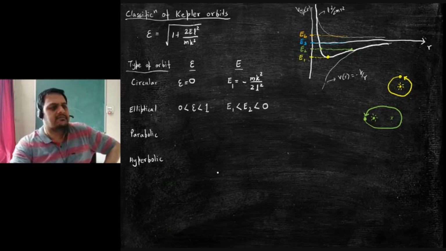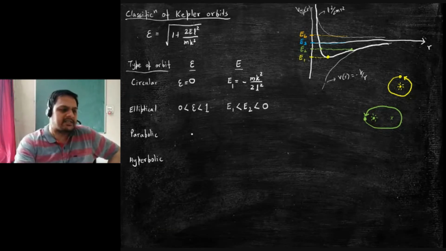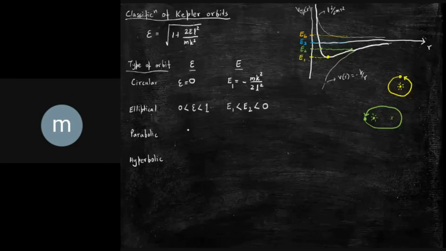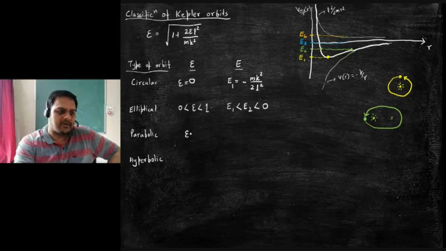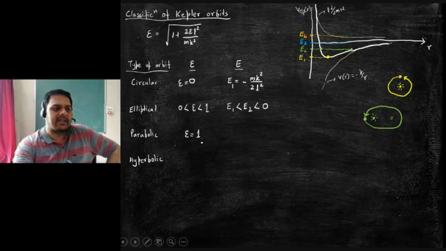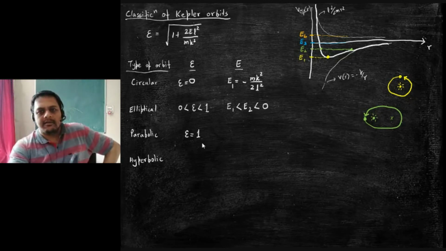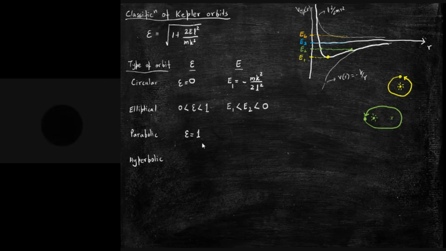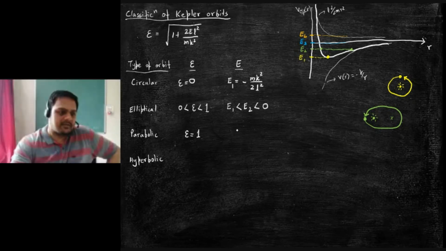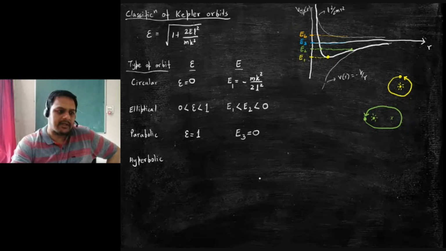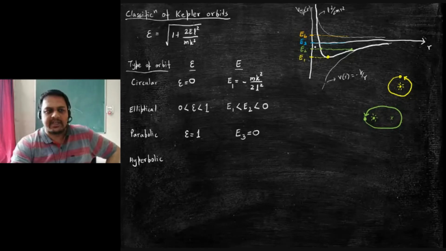Third one, parabolic orbit, what is the condition on eccentricity? Epsilon should be equal to 1. What will be the condition on energy then? Can anyone tell? Square root of 1 plus something equal to 1. Then what should be that something? 0. Equal to 0. Very good. So here you get the energy for a parabolic orbit. The energy should be strictly 0, which is here. That is why this is a special case, the blue one.